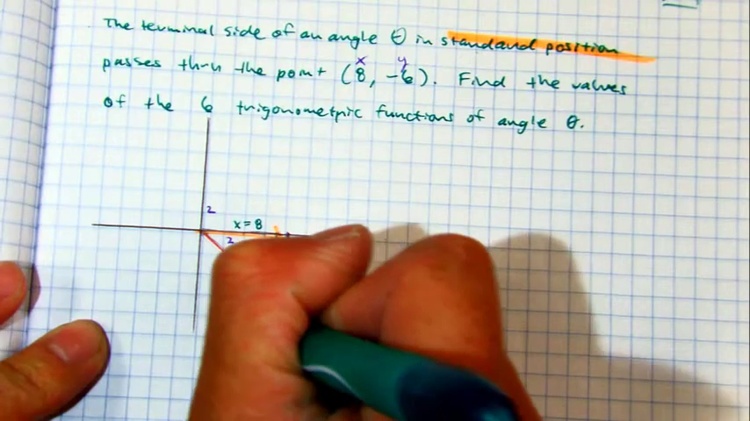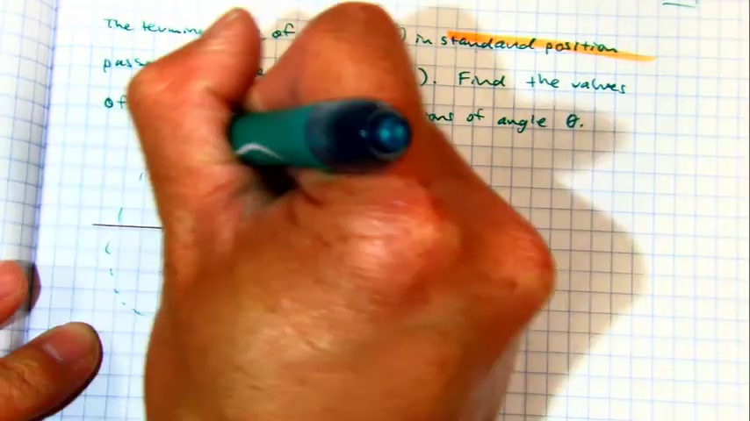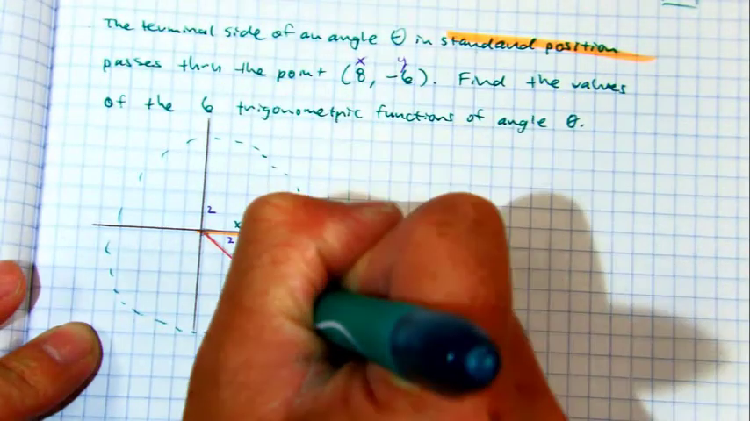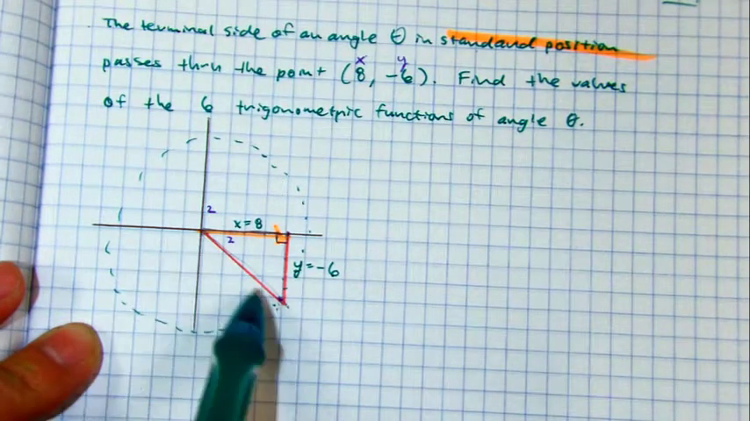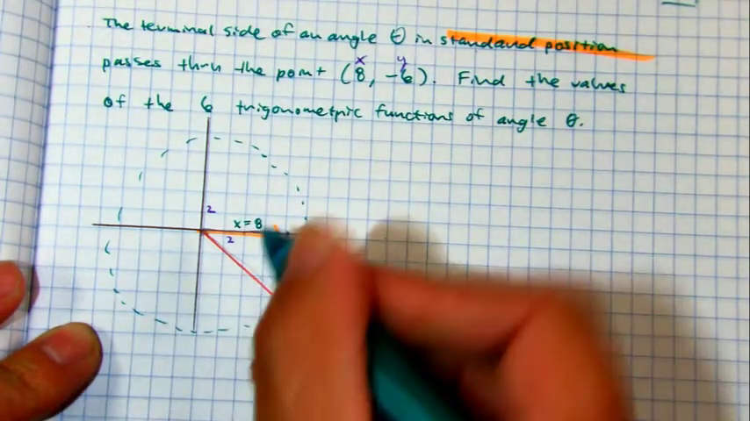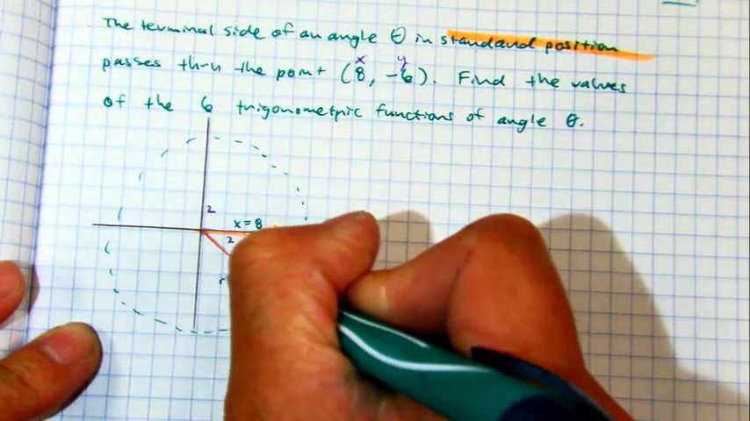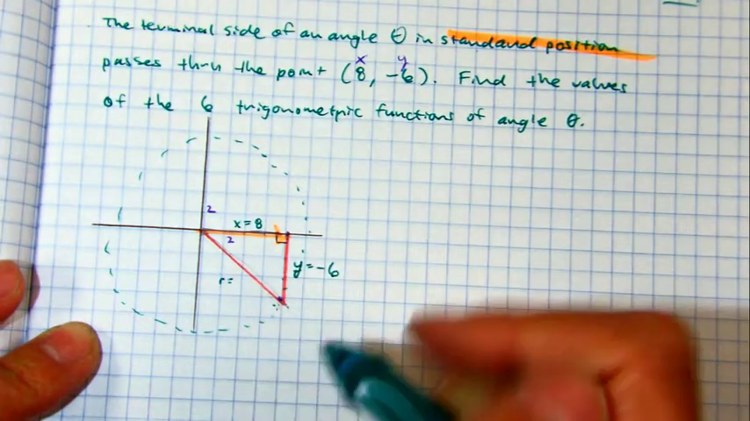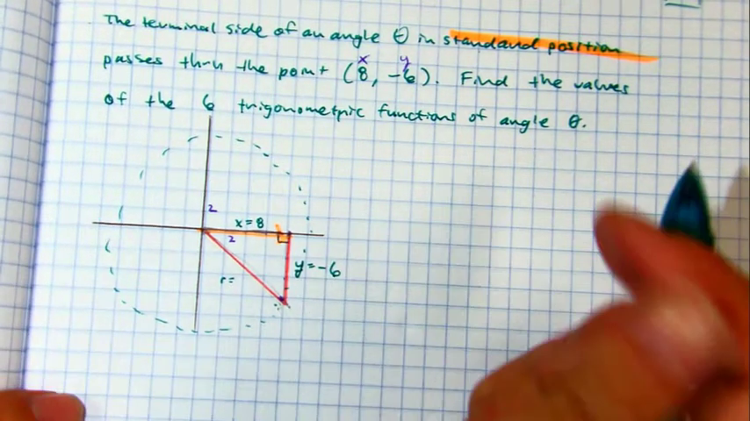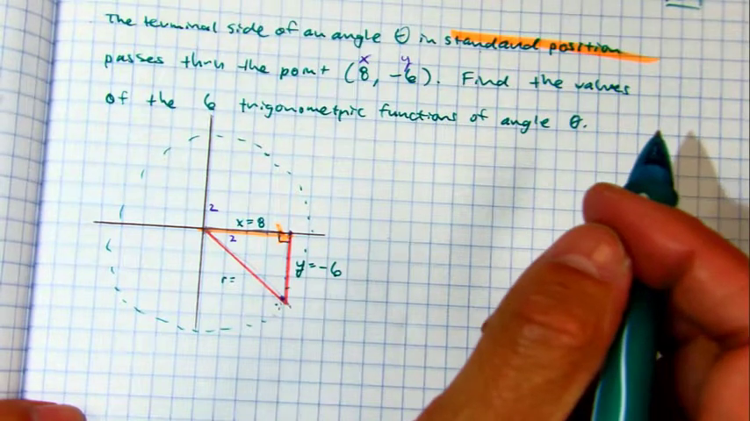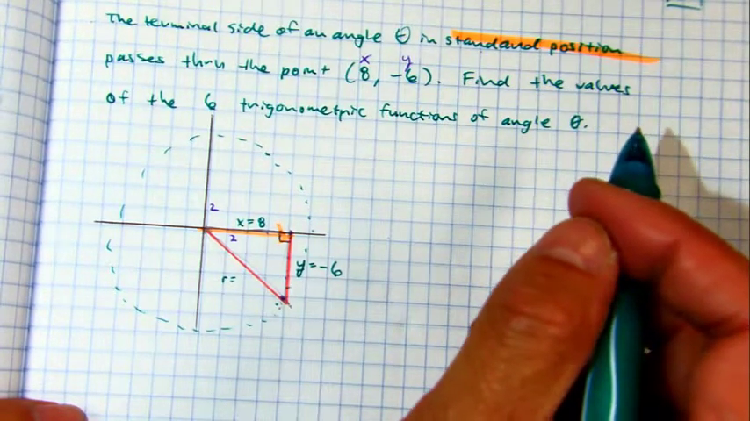Now, if I draw a circle around it, this one is called the radius. The radius will always be positive. I don't have the radius. Talk to your partner. How do you find the radius?